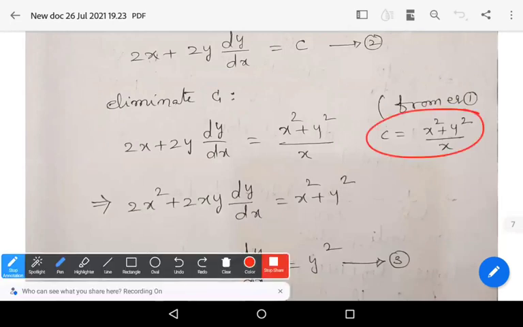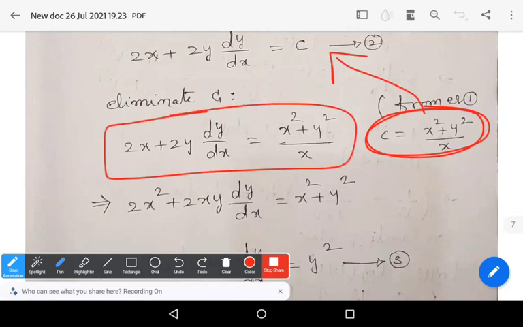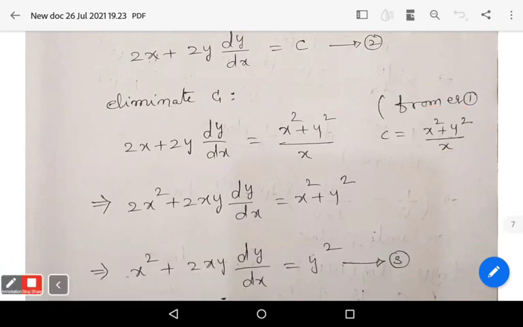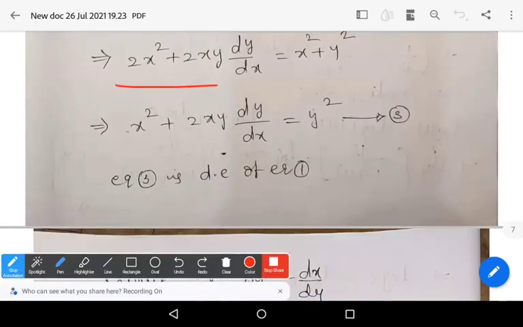Eliminate c from equation 2. From equation 1, c is equal to x square plus y square by x. Substitute this in equation 2, and c will be eliminated. So 2x plus 2y into dy by dx is equal to x square plus y square by x. By cross multiplying we get 2x square plus 2xy dy by dx is equal to x square plus y square.